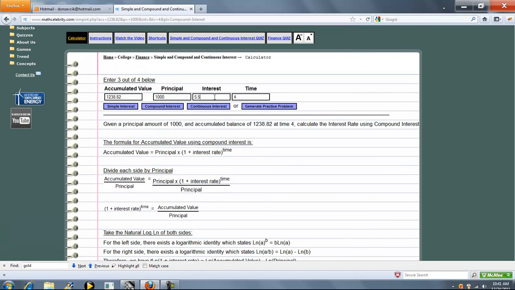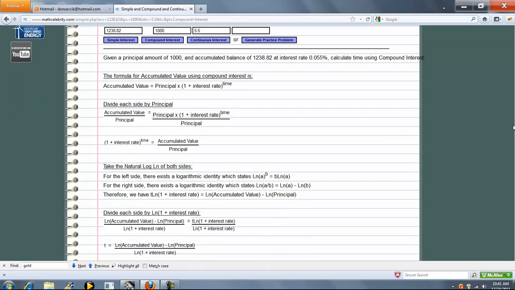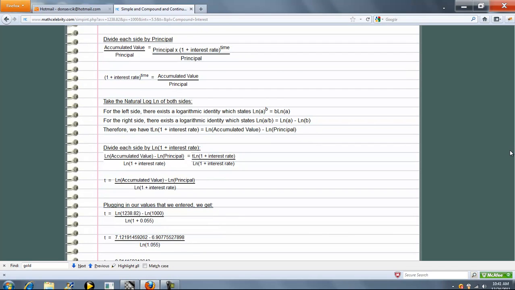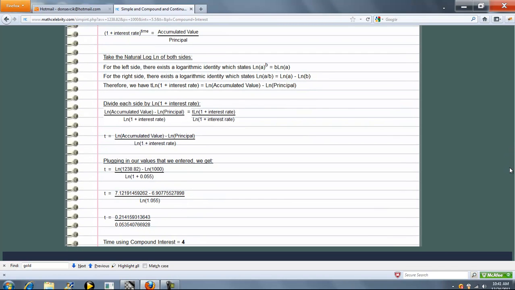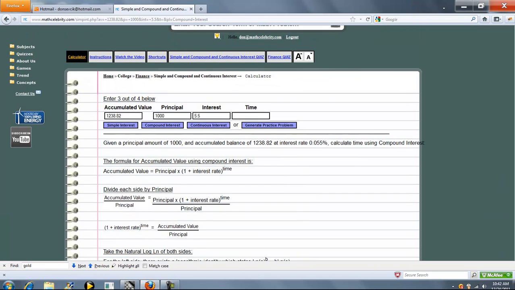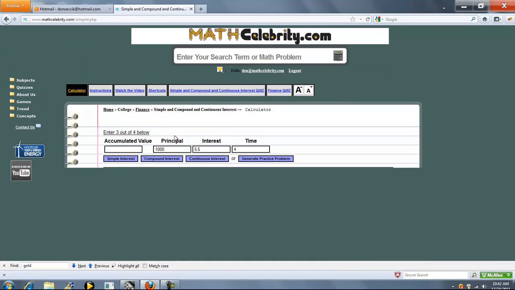So now let's go ahead and solve for time using compound interest. Again, set up our relational equation. This time we're going to solve for t, so there's a little bit less math than when we solve for i. So here's what t is. Plug in our values, simplify, and we get 4. So we've shown you so far simple and compound interest solving for a cumulative value, principal, interest, and time. So let's go ahead and do that for continuous interest.